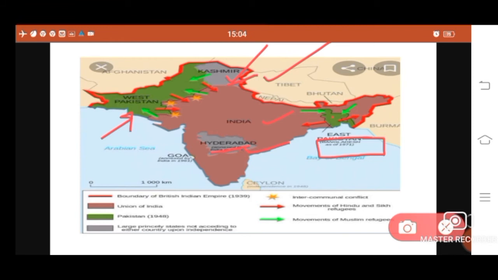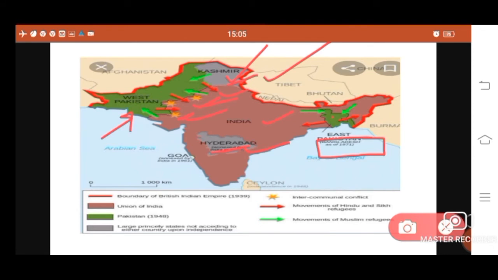The yellow star shows the problematic areas where communal riots were there. So basically Punjab, Gujarat and Rajasthan were the states where tension was there between Hindus and Muslims. The red arrows show the movement of Hindu and Sikh refugees. Here you can see from West Pakistan, they were coming to Punjab, Rajasthan and Gujarat.